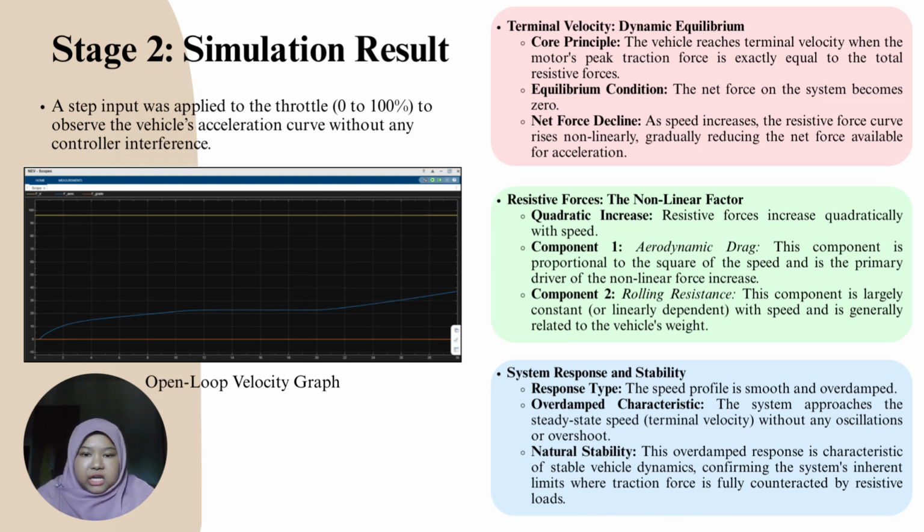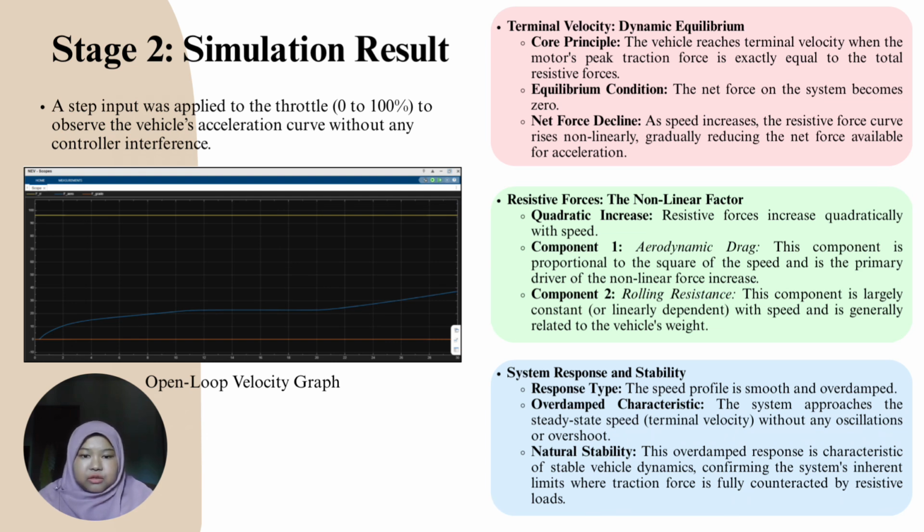Finally, looking at the blue section, we analyze the system stability type. The response we observe is smooth and overdamped. You don't see the speed oscillating or shaking, it simply rises and settles. This is a crucial finding for our project. It proves that an EV is naturally stable.